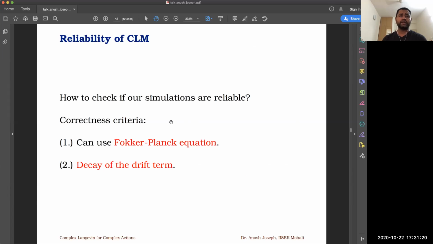Now, how do we know that the complex Langevin method is correct? How do we check the reliability of this? We can mainly use 2 conditions, correctness criteria. One is the Fokker-Planck equation, and the other is to check the decay of the drift term. The Fokker-Planck equation was proposed by Gert Aarts and others. The decay of the drift term was mostly proposed by Jun Nishimura and collaborators. We can check this in our simulations to see if they are reliable or not.